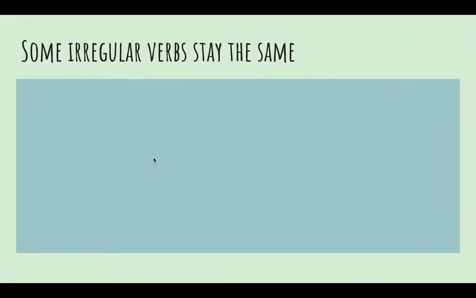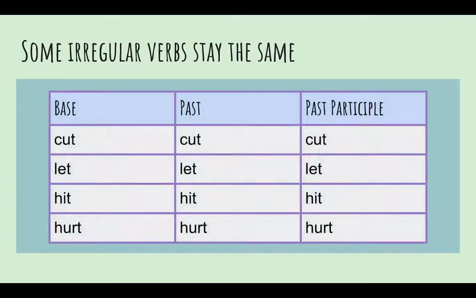There are a few irregular verbs that don't change at all between its base form, its past form, or its past participle form. They just stay the same, no matter what. And so, because they stay the same no matter what, I'm just going to move on.